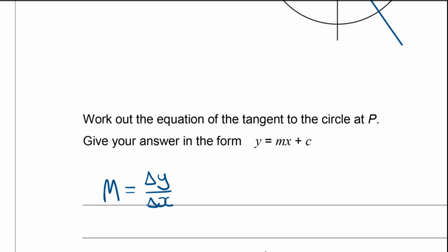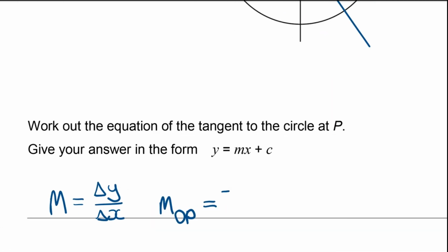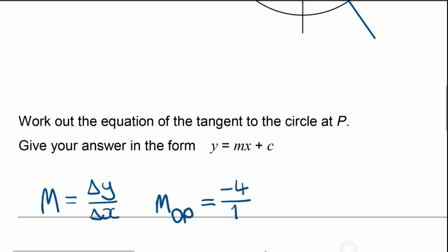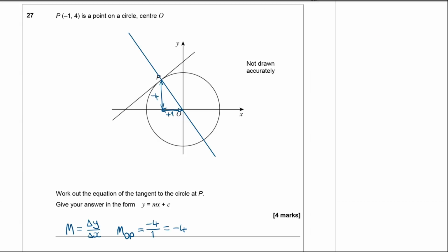So that means that for our gradient of OP, it's going to be the change in y over the change in x. The change in y is -4. The change in x is just 1. That means that we're going to have -4 as our gradient. So we have the gradient of OP, which is -4.